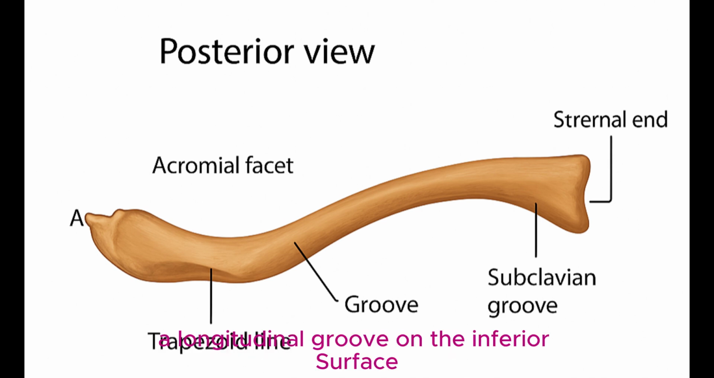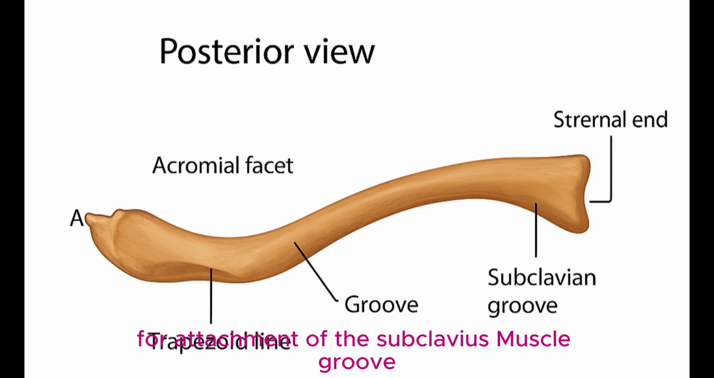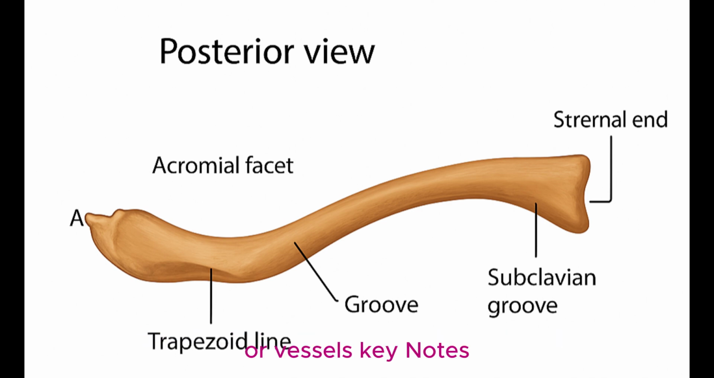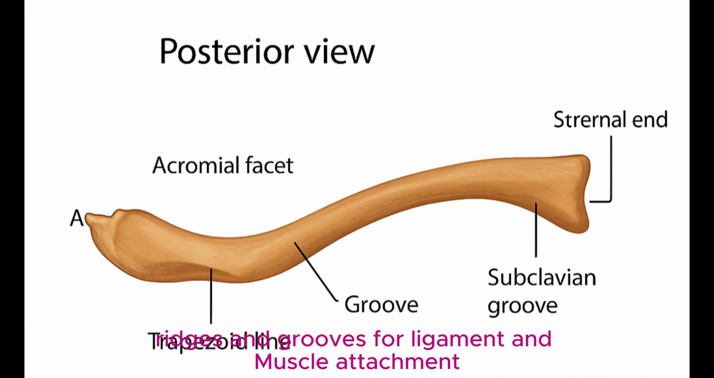Subclavian groove: a longitudinal groove on the inferior surface for attachment of the subclavius muscle. Groove: secondary small grooves present for the passage of ligaments or vessels. Keynotes: the posterior surface of the clavicle is relatively smoother than the anterior, but it still contains ridges and grooves for ligament and muscle attachment.